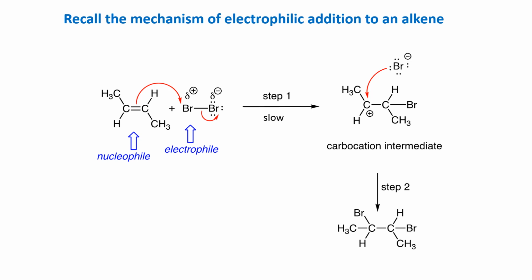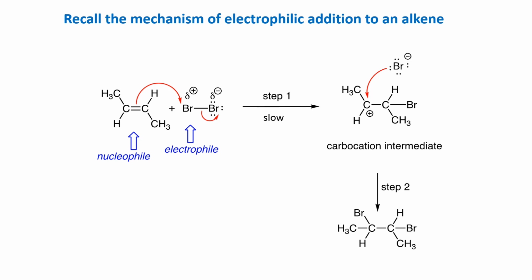This is not a fast reaction because the carbocation intermediate is at much higher energy than the starting materials are. The carbocation intermediate reacts with the bromide ion in the second step of the reaction in a fast reaction to give, in this case, the dibromoalkane.